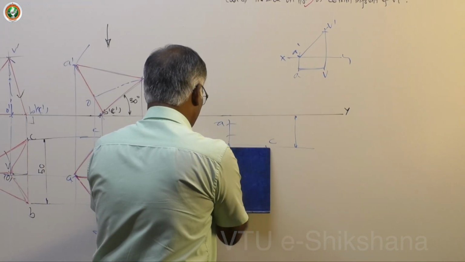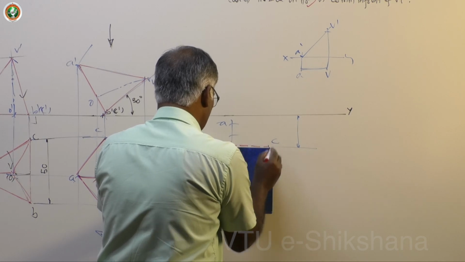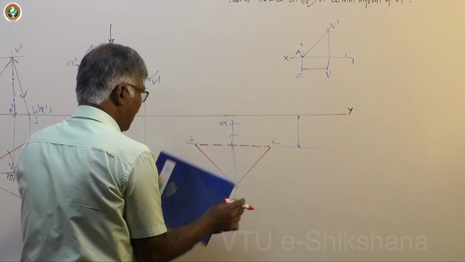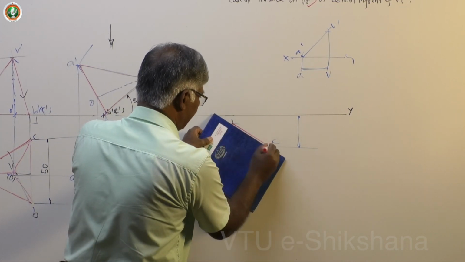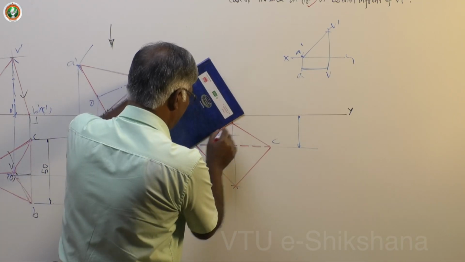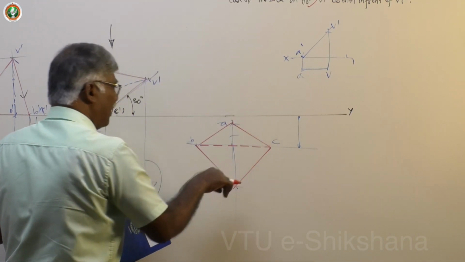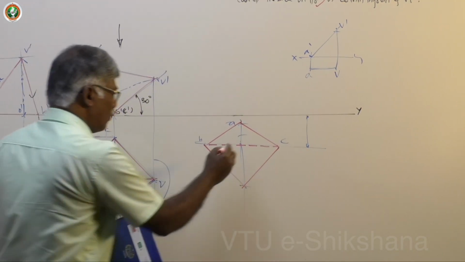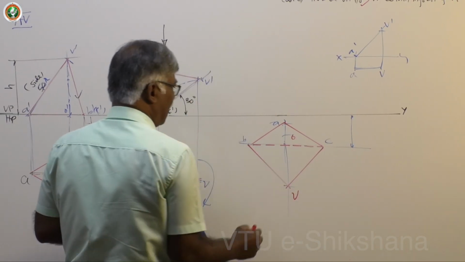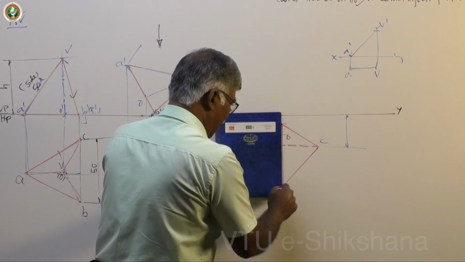I am redrawing such that BC is a dotted line 20 mm away from the VP, hoping that this particular gap will be within that. Now this is O, this is V. Draw this. This is visible.